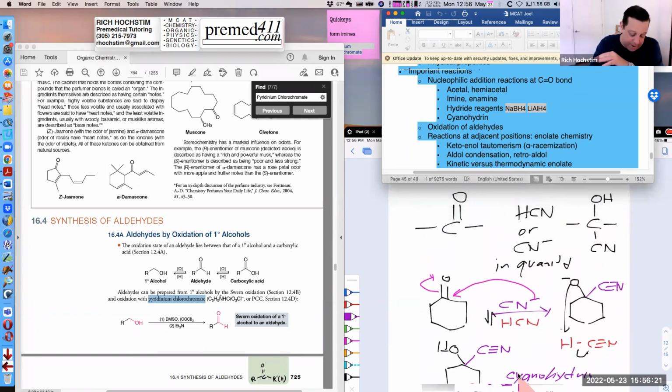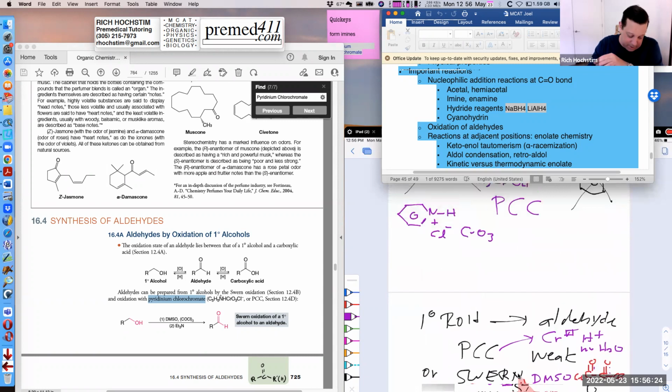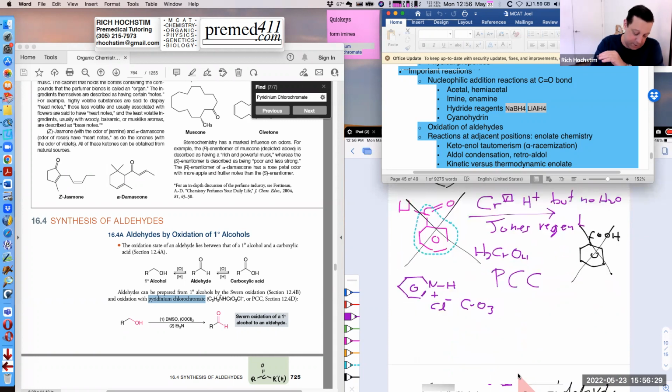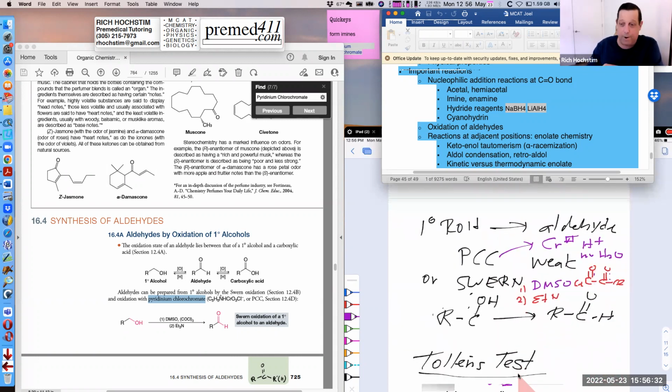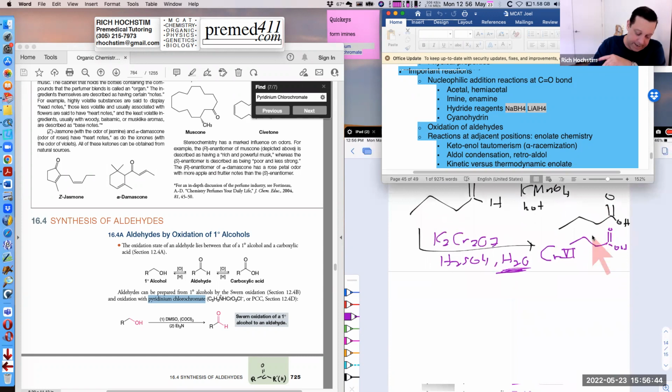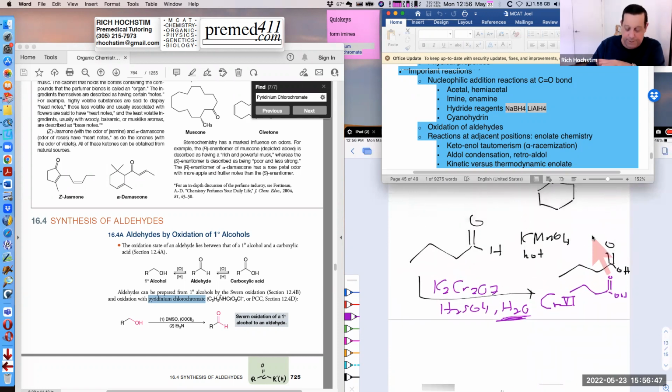I don't know if I can find it, but I'm going to try. Yeah, here it is. Okay. So if you have a primary alcohol, you're going to get an aldehyde with any of these reagents. And once you form the aldehyde, it will go to the carboxylic acid if you use KMnO4 or K2Cr2O7. So these essentially will take a primary alcohol, convert it into an aldehyde, and convert the aldehyde into the acid.